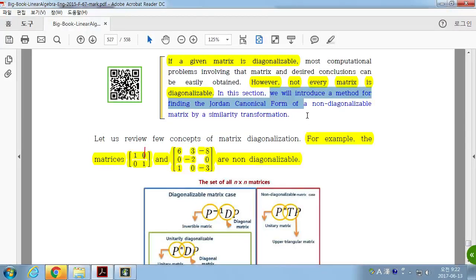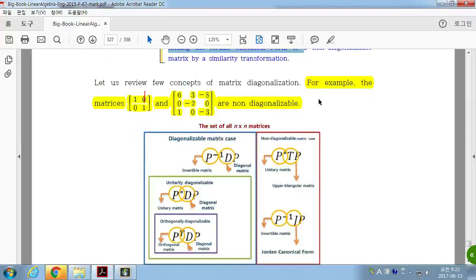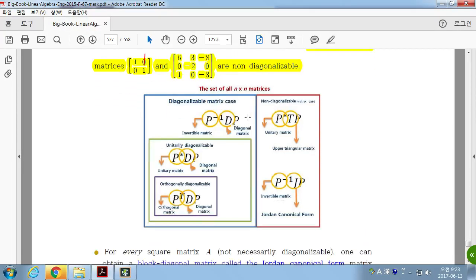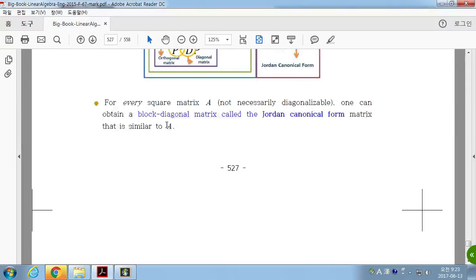For example, this 2 by 2 matrix 1, 1, 0, 1, and this 3 by 3 matrix are non-diagonalizable. We can easily verify. Suppose there is a non-singular matrix S that makes S inverse AS equal to a diagonal matrix, then it produces a contradiction in these two examples. For every square matrix A, one can obtain a block diagonal matrix, called the Jordan canonical form matrix, that is similar to A. That's the key.